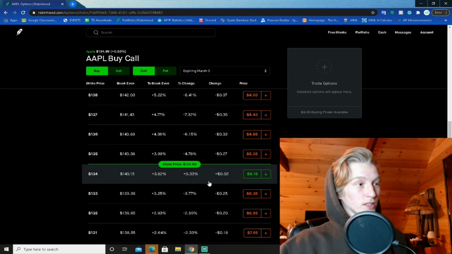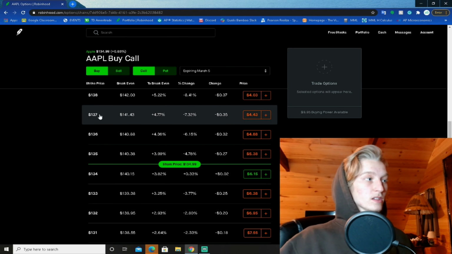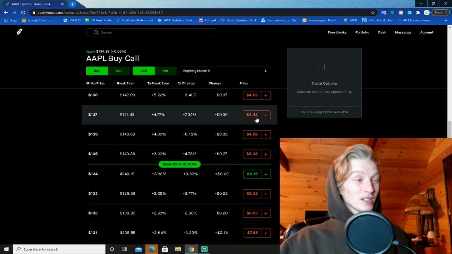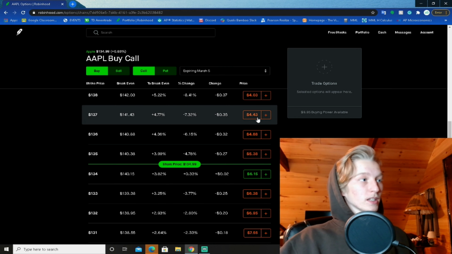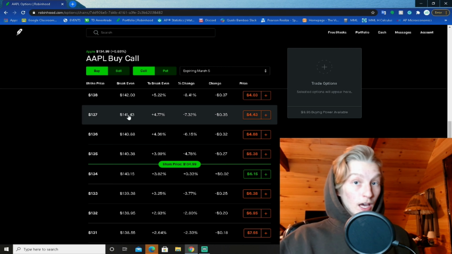I have to have the share price go above my $137, right? But that's not all, because yes, I understand that I can buy the shares at $137, but you also have to remember the premium that I purchased the option with. So that means that to actually start to make money, the share price has to be $141.43. How do I get that number?